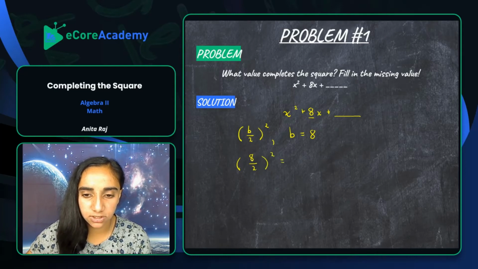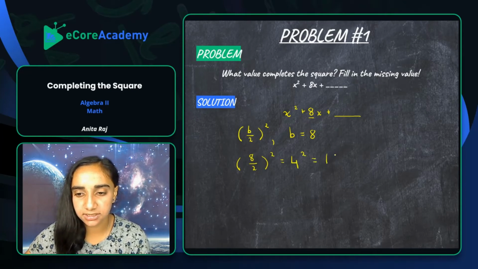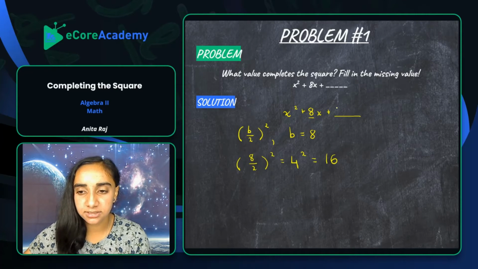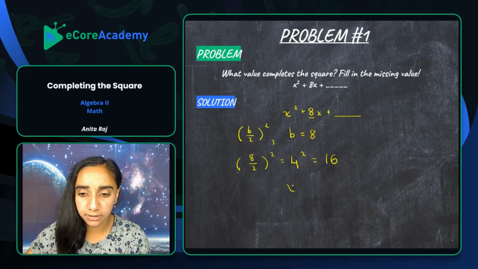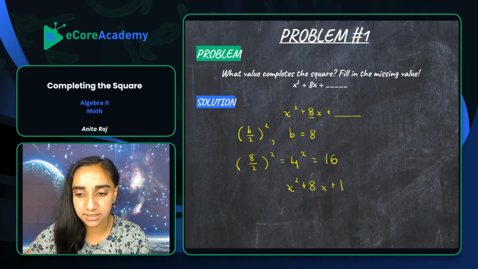This is equal to 8 divided by 2, which is 4. And then we're squaring that, and 4 squared is equal to 16. So 16 is our constant. 16 is what is going in this blank space right here. Therefore, if we complete the square to find this missing value, we get x squared plus 8x plus 16. So 16 was what we were looking for.